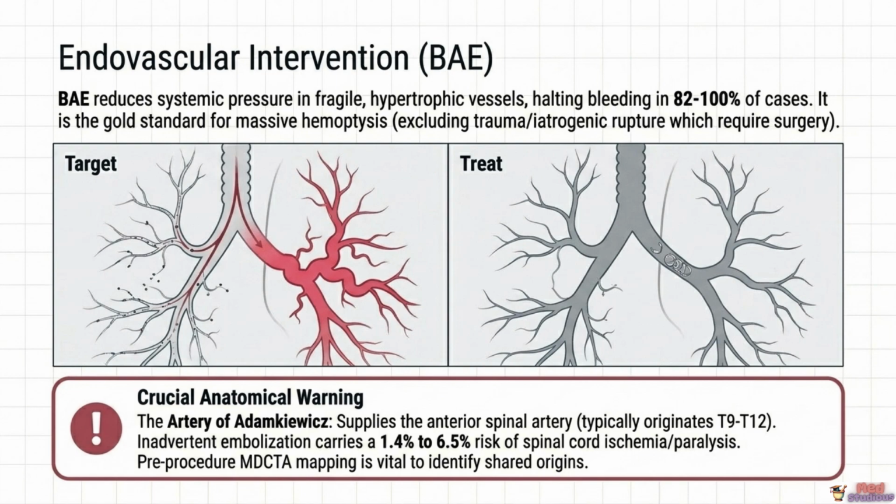However, there is one critical anatomical danger that every exam candidate must know: the artery of Adamkiewicz. This vessel, also called the arteria radicularis magna, is the dominant arterial supply to the anterior spinal cord, and typically originates from a left intercostal or subcostal artery between thoracic vertebrae T9 and T12. In some patients, the artery of Adamkiewicz shares its origin with a bronchial artery. Inadvertent embolization of this vessel carries a 1.4 to 6.5% risk of anterior spinal cord ischemia and permanent paraplegia. This is precisely why pre-procedure MDCTA mapping is not optional. It is mandatory.